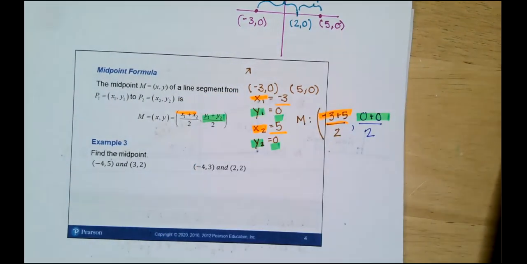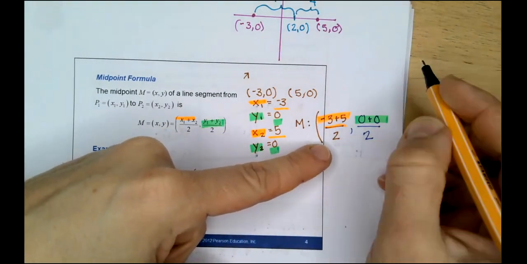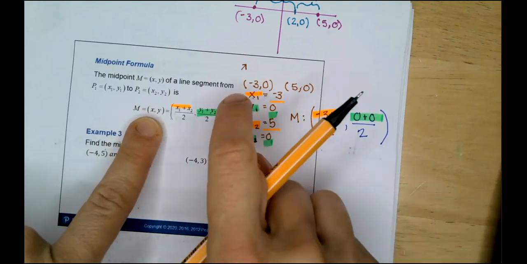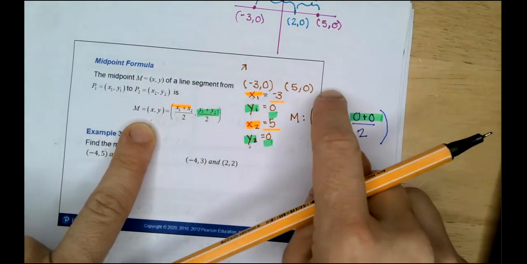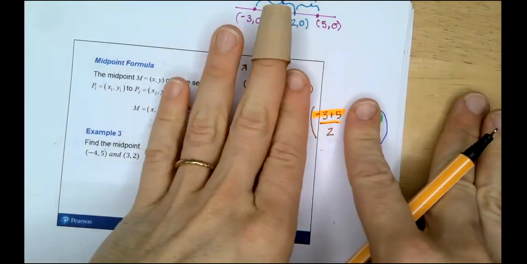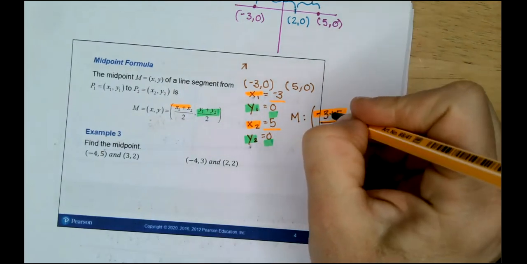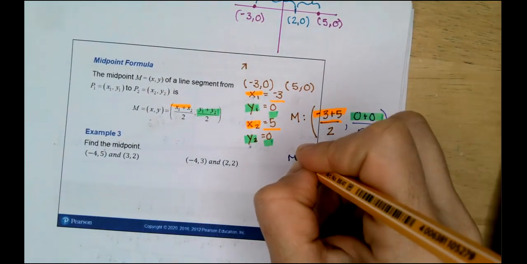Okay. Now the only math you're doing is you're adding and dividing by 2. We started with 2 points, we're gonna end with 1 point. So we're not doing anything with the commas or the parentheses, okay? You're just looking at this fraction and this fraction. Got it? -3 and 5 is the same as 5 minus 3, so that's just 2.